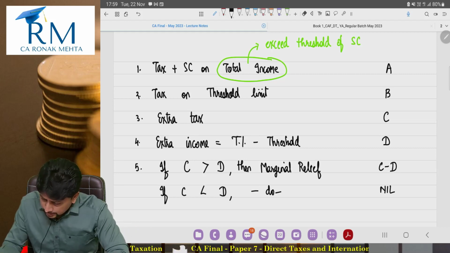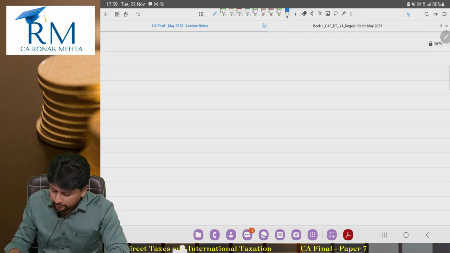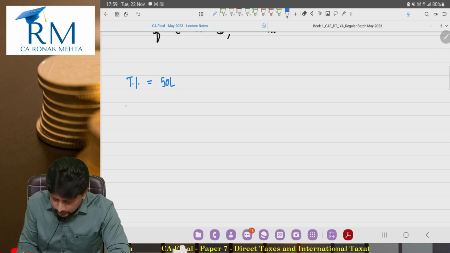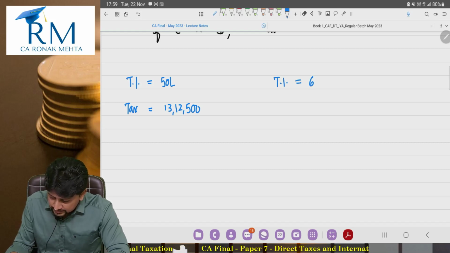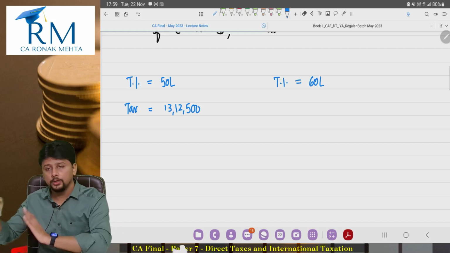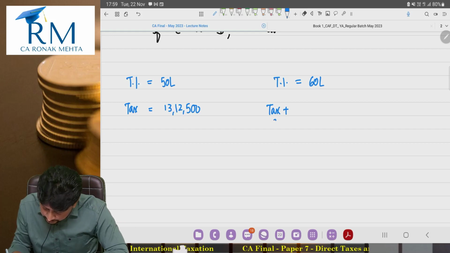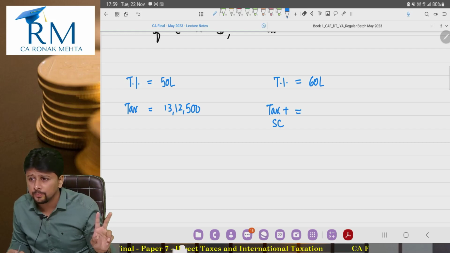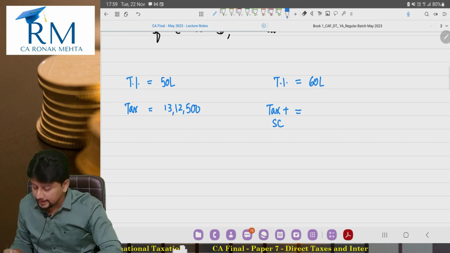Let me take a pretty simple comparable example. We already have one figure with us, that if the total income is 50 lakhs, the tax for an individual is 13,12,500, right? Now, suppose the total income is 60 lakhs. Is it above the threshold? Yes, 10 lakhs above the threshold. Now, what will be the tax plus surcharge on this 60 lakhs? On the additional 10 lakhs of income, from 50 to 60, at 30% there will be 3 lakh rupees of tax.